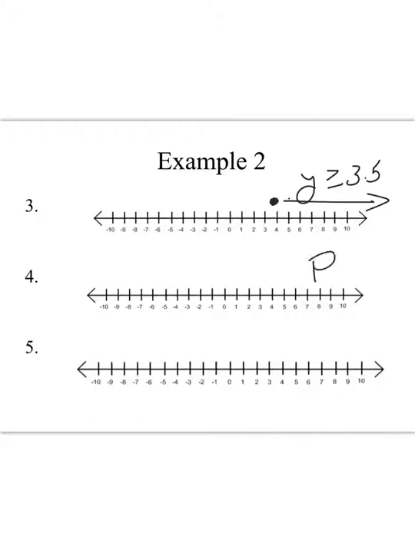Number 4, p is less than 20 because we had to flip that sign around. Open dot at 20, p needs to be smaller, so we're going to the left. X needs to be greater than 6, open dot at 6, x needs to be larger, so we're headed towards the right.